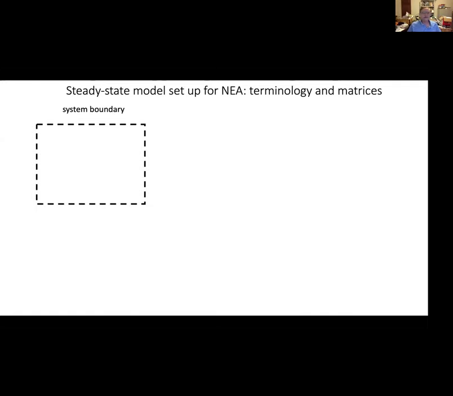So the system boundary is important, as I just mentioned. Everything that we're going to talk about happens within the boundary. So we have a set of state variables or compartments, as I'll often call them. There are three here, referred to as N compartments.